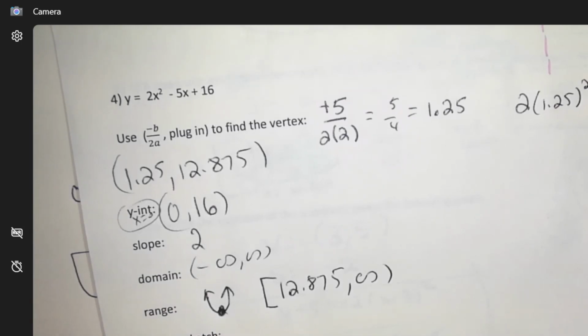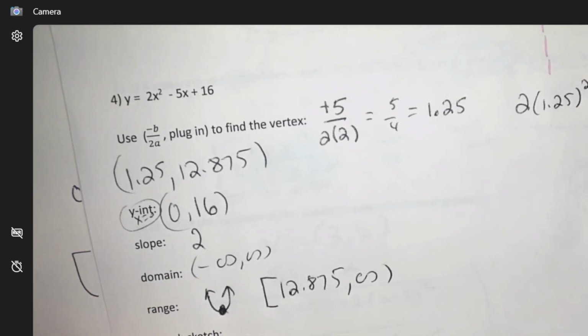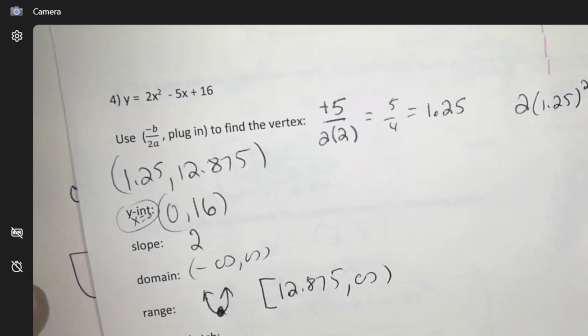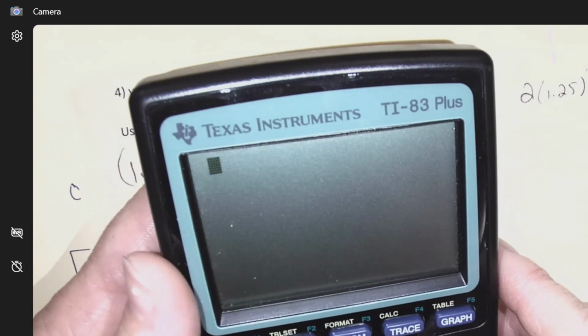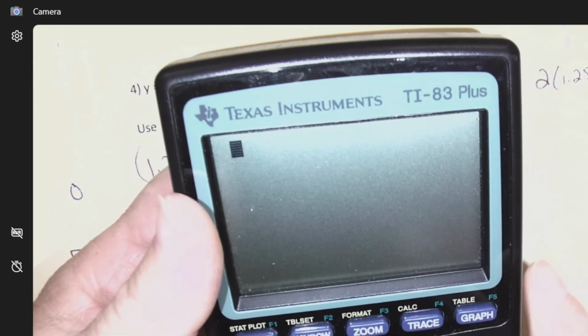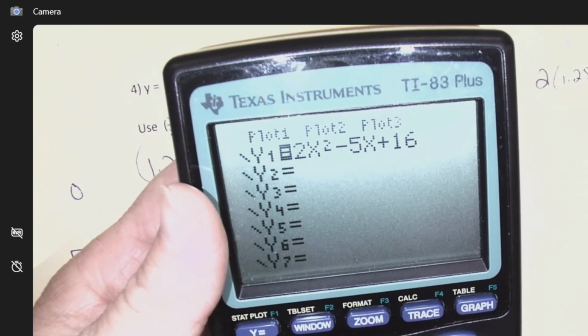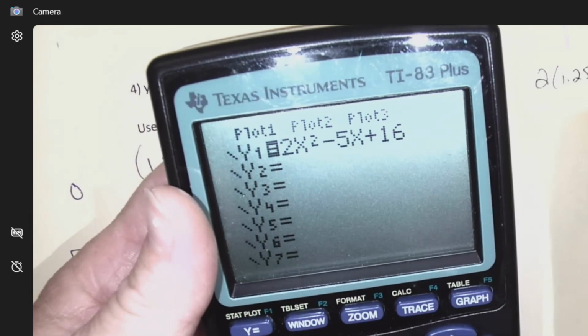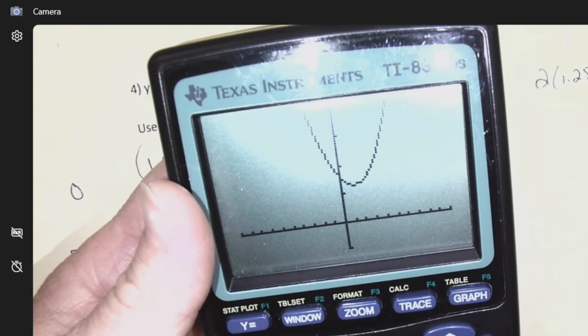Okay, so here we go. I'm going to show you something. Ready? If you are taking applied math next semester with me, we're going to learn this exact same thing, okay? Except I'm not going to do any algebra. I'm just going to let my calculator do it. If I want to go graphing, I go y equals, and I inserted my equation. There's my parabola.